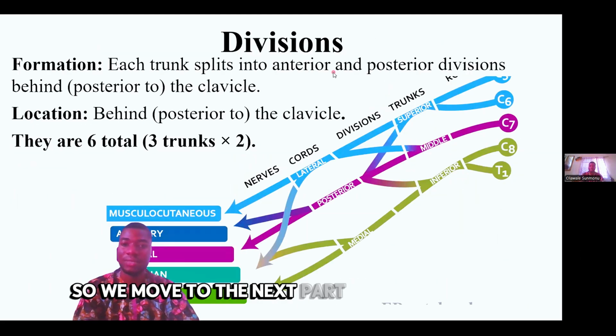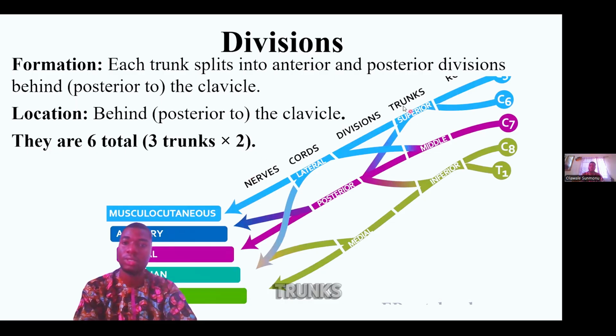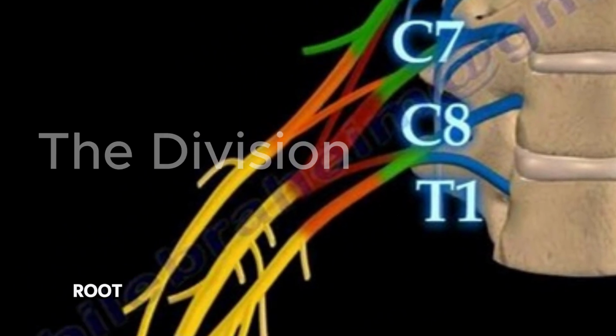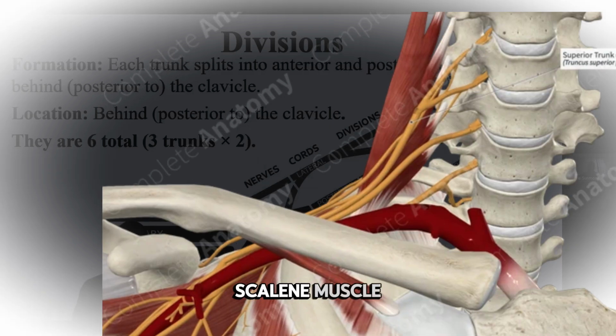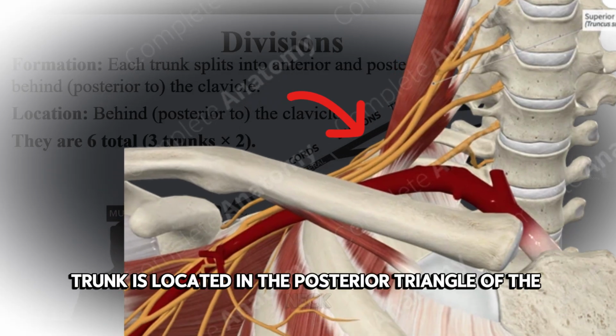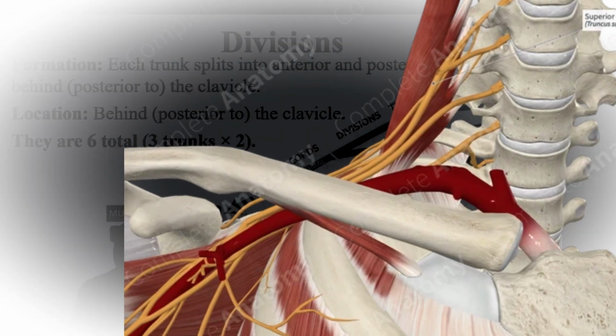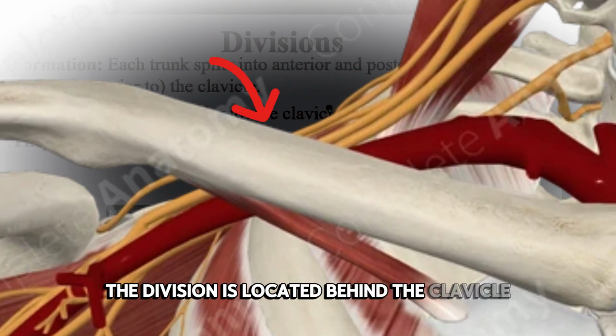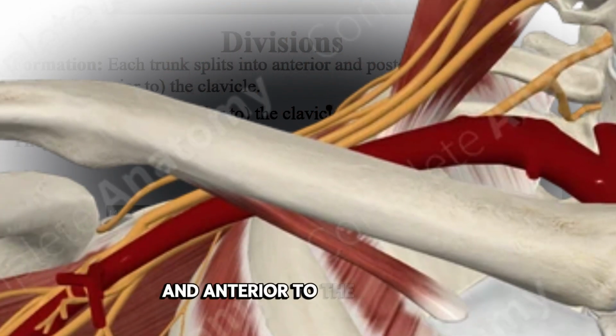So we'll move to the next part, which is the division. We are done with the roots and trunks, then we get to the division. The root is located between the anterior and middle scalene muscle. The trunk is located in the posterior triangle of the neck and lateral to the scalene muscle. Then we move to the divisions. Now, the division is located behind the clavicle and anterior to the posterior.